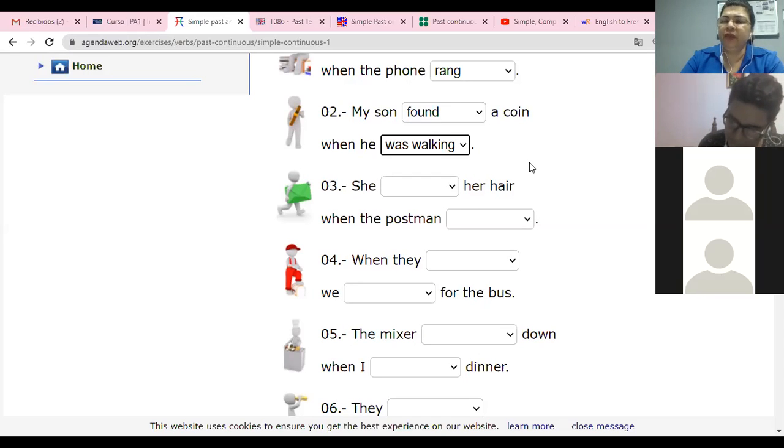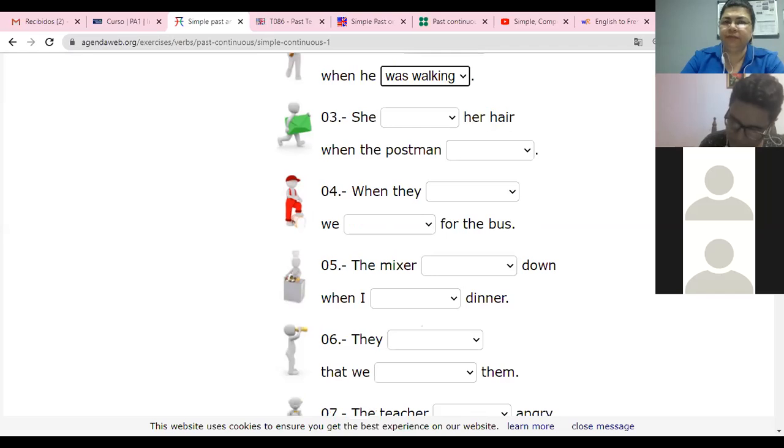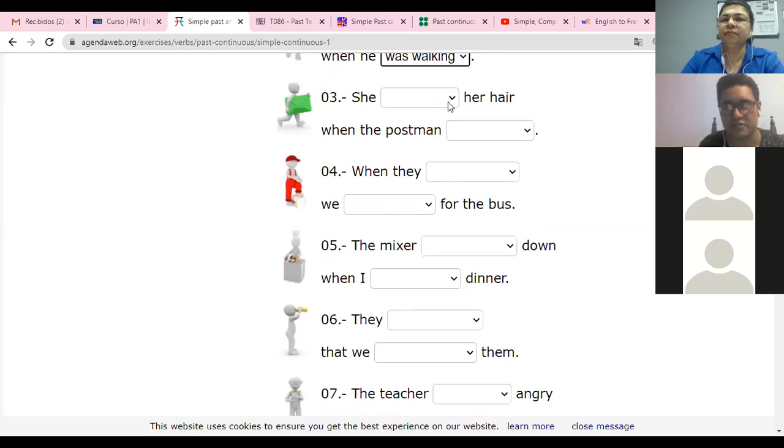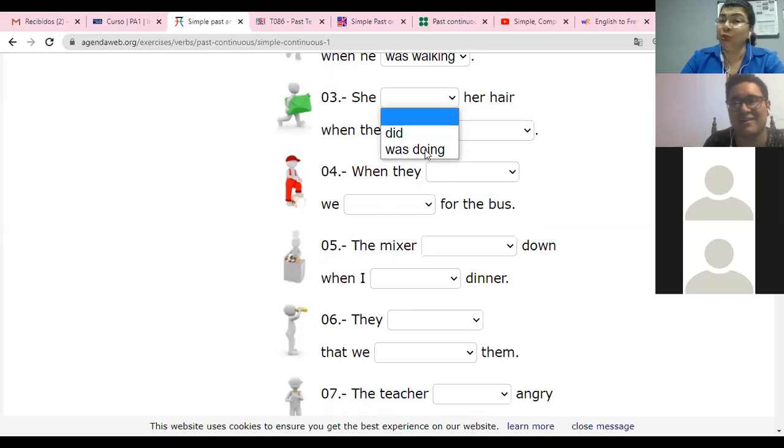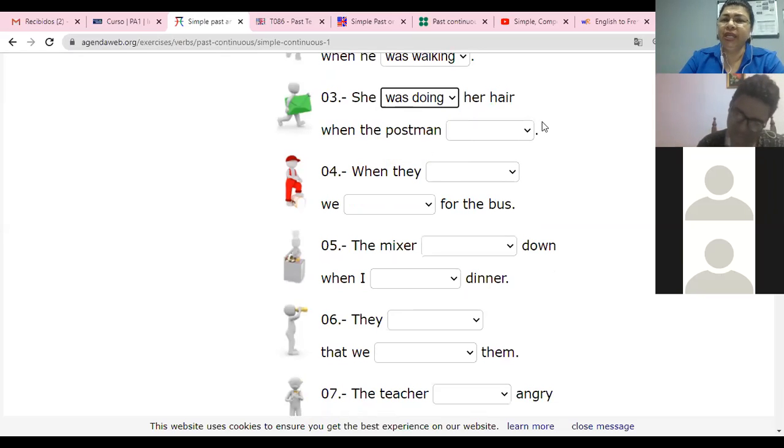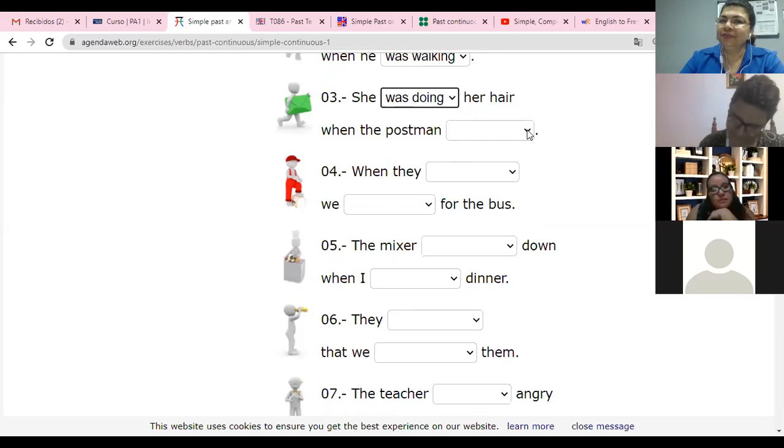Okay, number three. What do we have in number three? She was brushing. Okay, was doing, remember the expression? Yes, do your hair. Yeah, she was doing her hair when the postman came. Okay, came, simple past, very good.